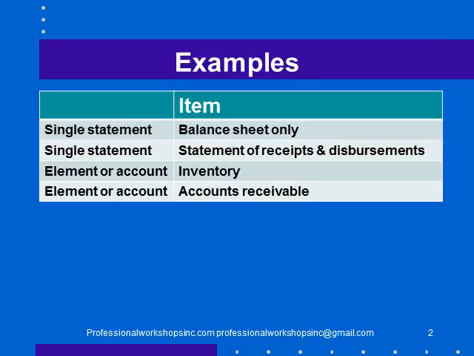Now, some examples of what we are talking about here. A single statement might be, we are requested to audit the balance sheet only, or we are requested to audit a statement of receipts and disbursements only. An element or account could be, for instance, either inventory or accounts receivable.